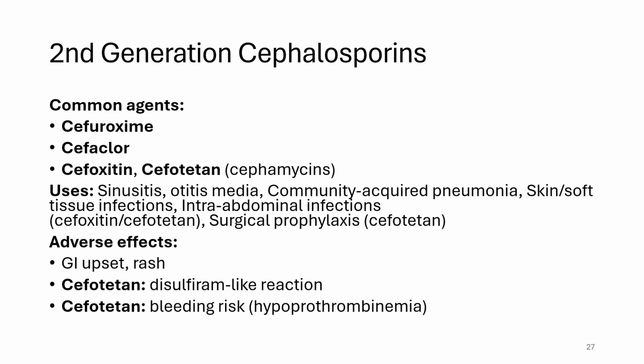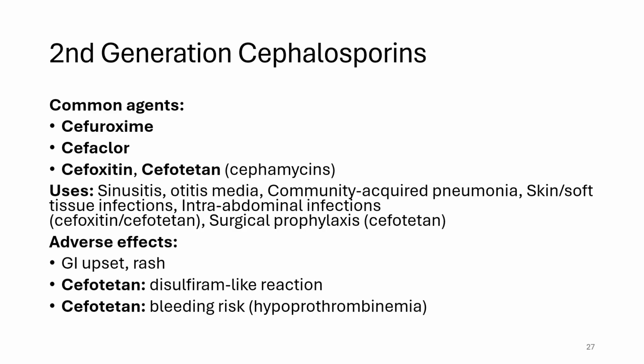Second generation cephalosporin common agents are cefuroxime, cefaclor, and the cefamycins, cefoxitin and cefotetan. In terms of use, second generation cephalosporins are commonly used for sinusitis, otitis media, community-acquired pneumonia, also useful for skin and soft tissue infections. The cefamycins, cefoxitin and cefotetan, are especially important because they offer intra-abdominal infection coverage. So cefotetan you will also hear used for surgical prophylaxis for that reason.